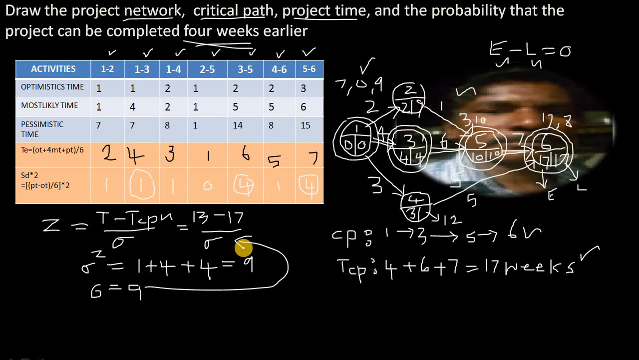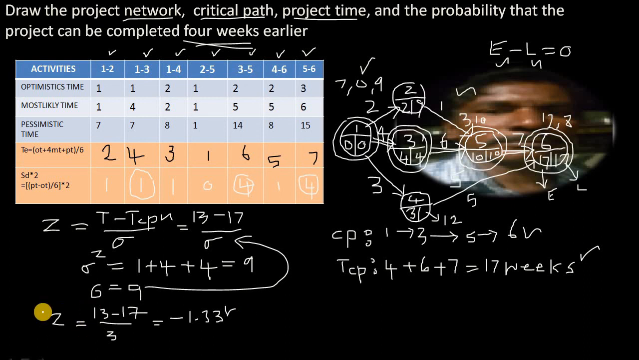what we will be getting is that if we substitute this here, then Z equals 13 minus 17 divided by 3. This would be equal to minus 1.33. So normal variate we have calculated, and that equals minus 1.33. Minus 1.33 is the normal variate.